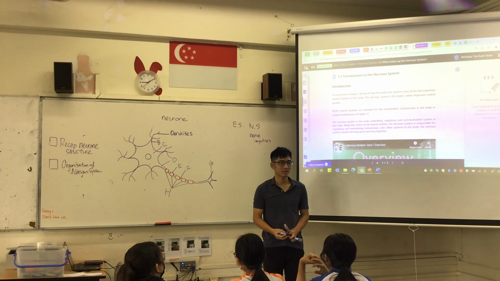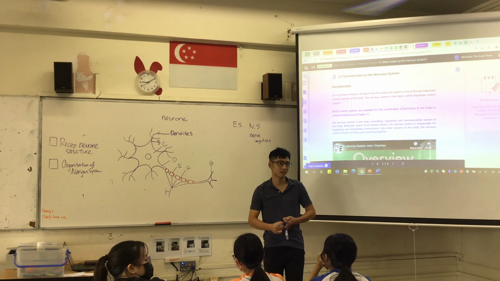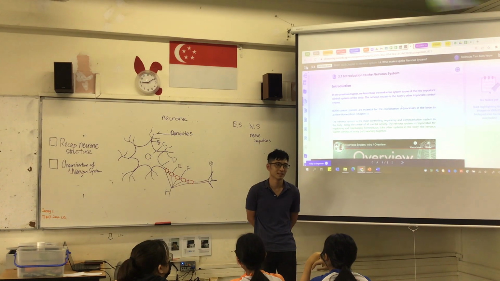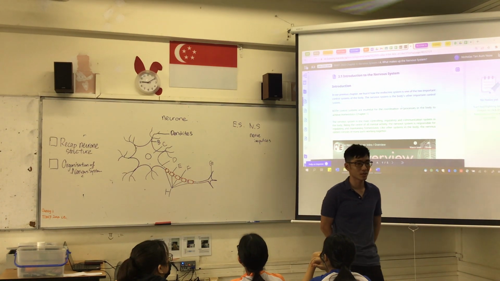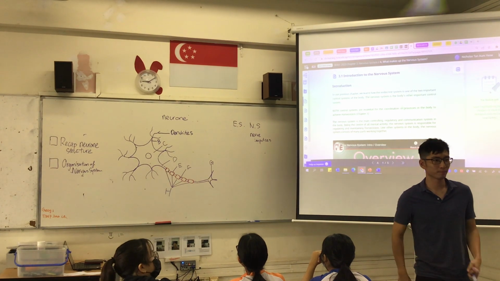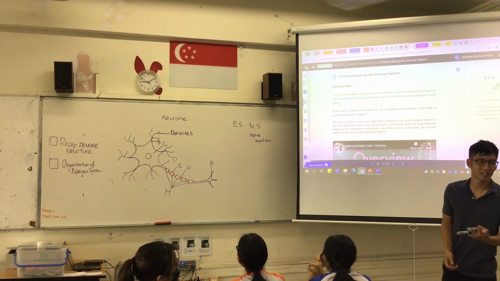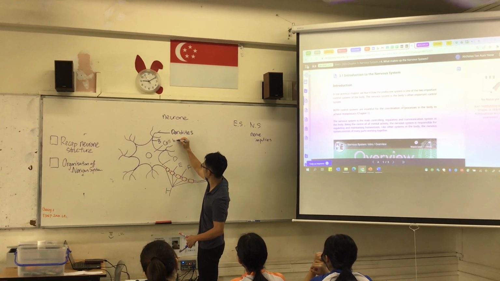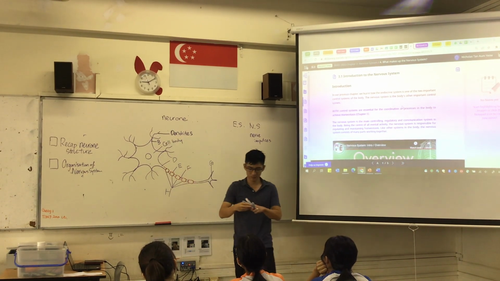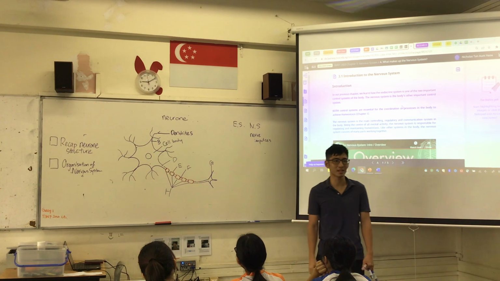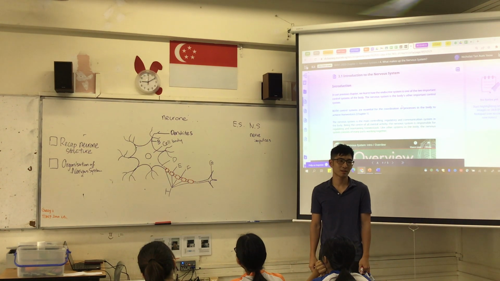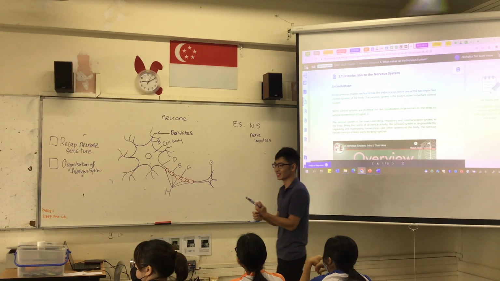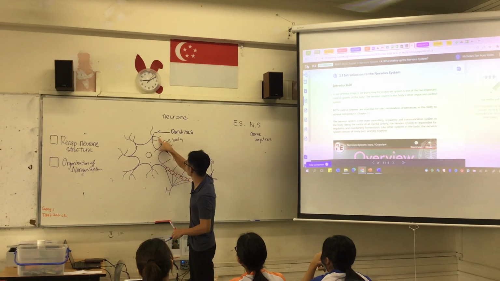Wenxin, please nominate a friend, or maybe an enemy. Who? Shreya? Okay, Shreya, I cannot tell if you are an enemy or friend. C is cell body. Okay, Shreya, your turn, nominate someone. Zhixuan. B is dendron. Thank you.